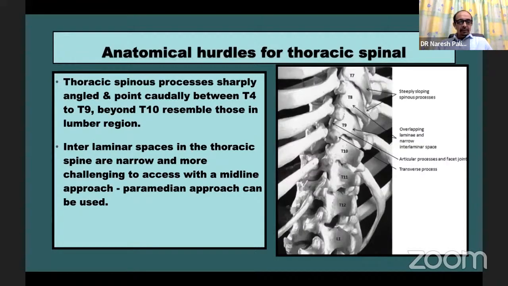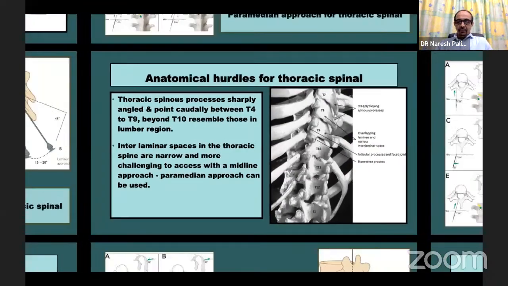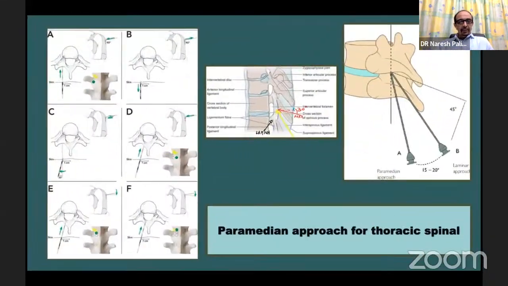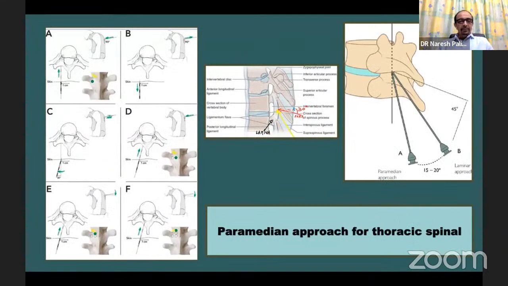Interlaminar spaces in the thoracic spine are narrow and more challenging to access with a midline approach. So a paramedian approach can be tried for mid-thoracic spinals. These are a few tips for giving spinal by a paramedian approach at thoracic levels.